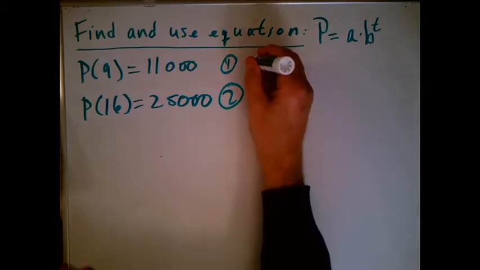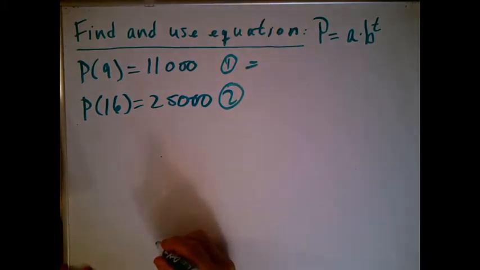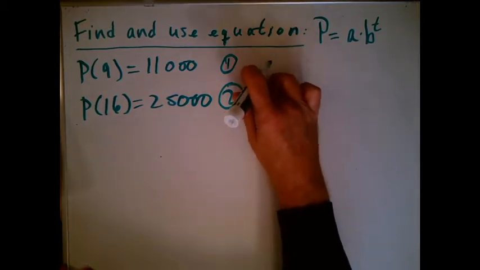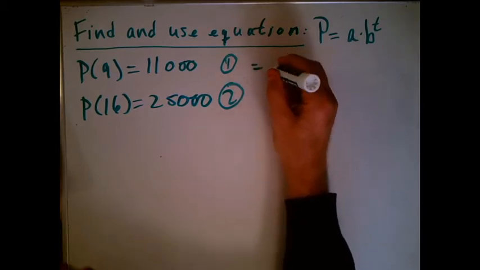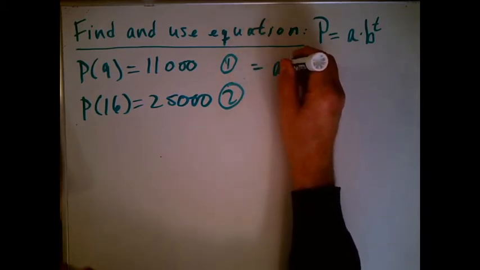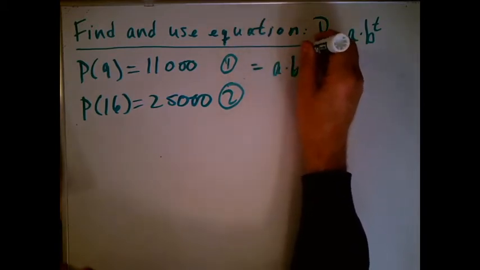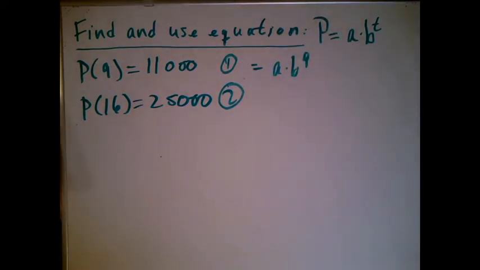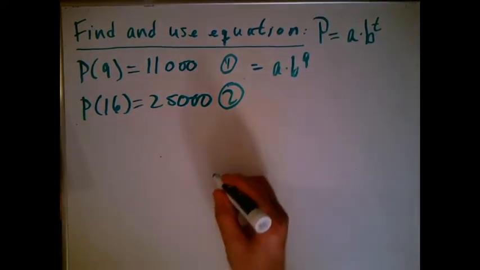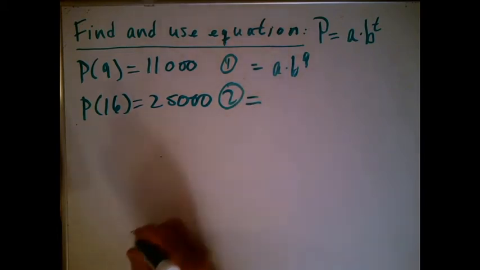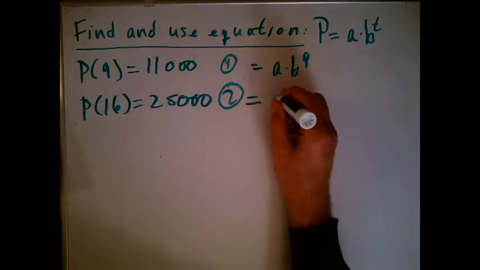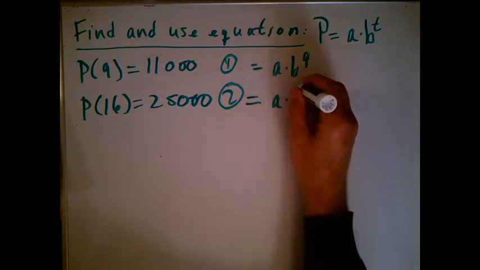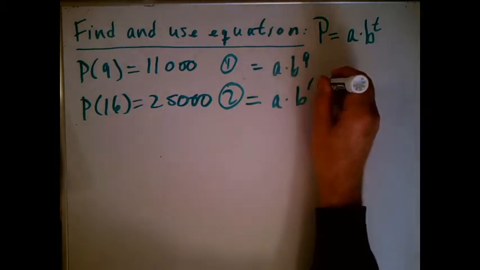And I remember that this says I'm plugging in 9 for t, and I'm getting 11,000. So what I'm getting here is A times B to the 9th. Good. Now here, this says when I plug in 16 for t, I'm getting 25,000. So I'm going to plug in 16 for t, and I get something that looks like that.